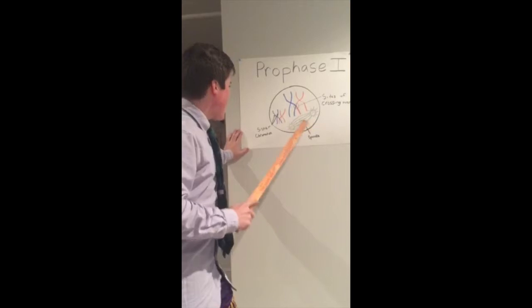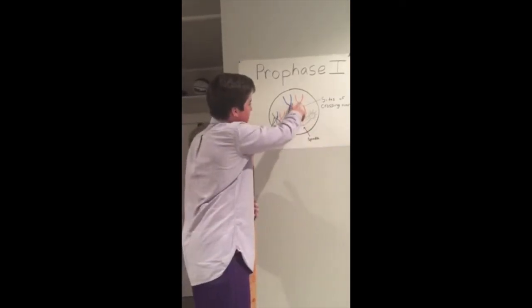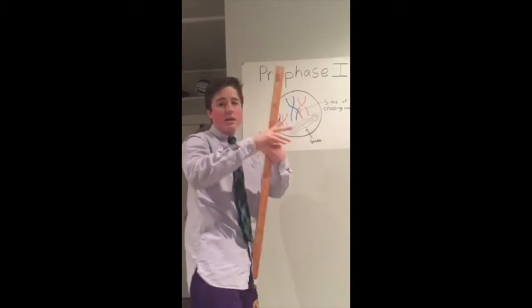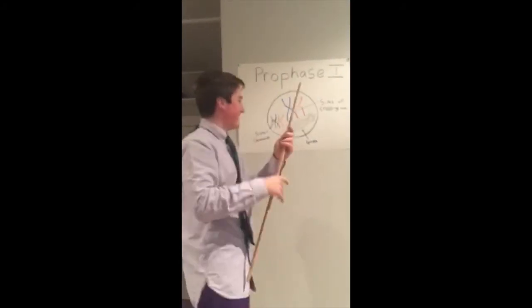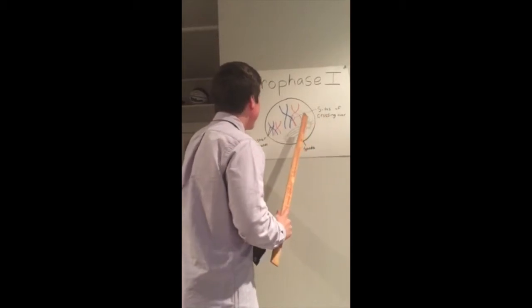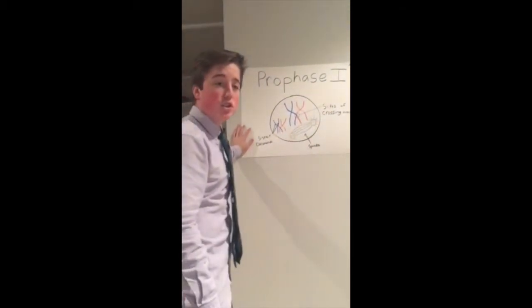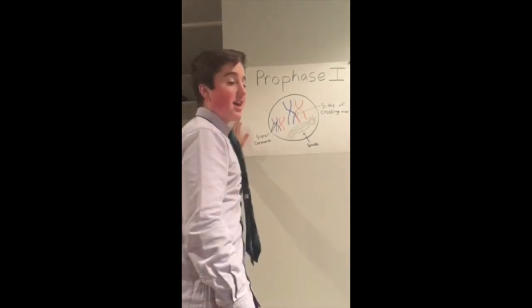You see, the crossing over takes place when the sister chromatids interlock. And you can see that right here in this diagram. We're going to move on to metaphase 1.